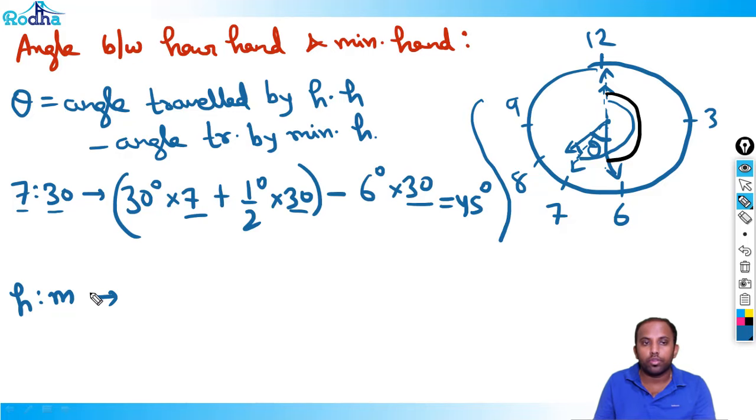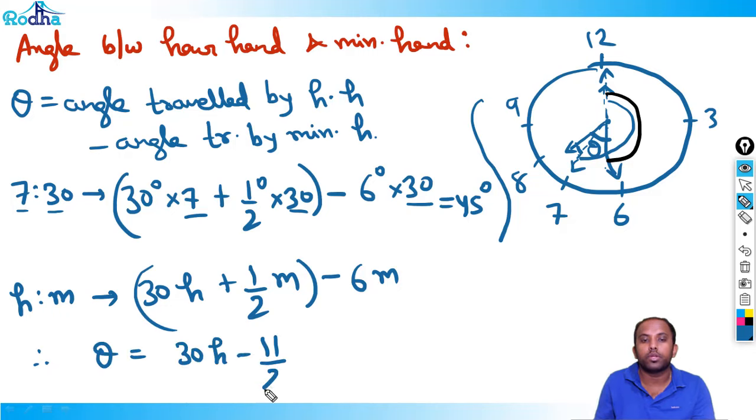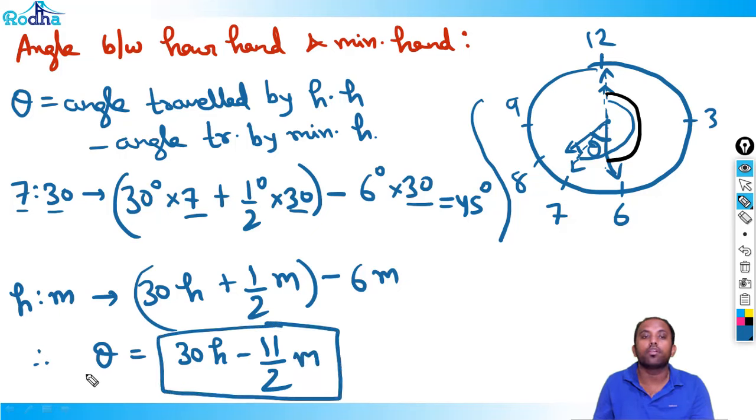Correct? So now generalize this for h hours and m minutes. So 30 into 7, where 7 is h, the hour, plus half into m, where 30 is minutes, minus 6 into 30, where 6 is degrees and 30 is minutes, that is 6m. So what I'm getting here is at h hours and m minutes, theta is equal to 30h minus 11 by 2 m. This is the formula I got for a general clock, right?